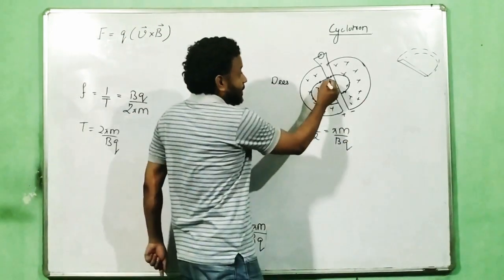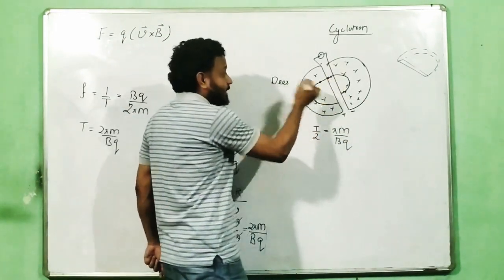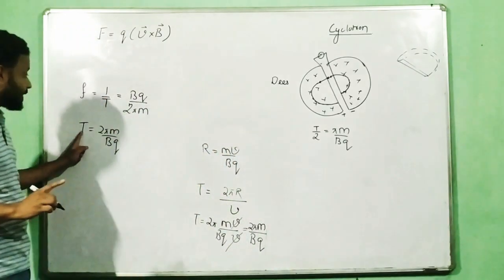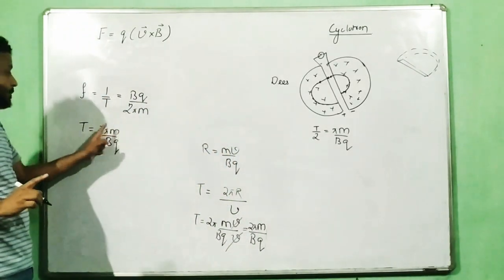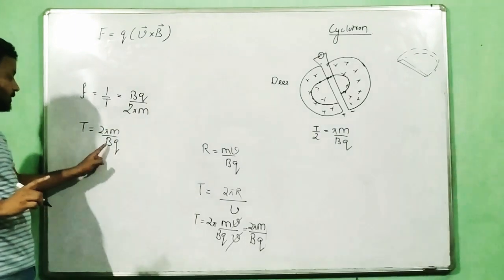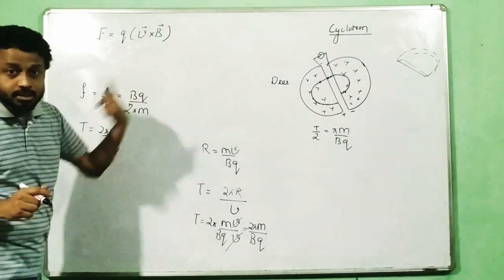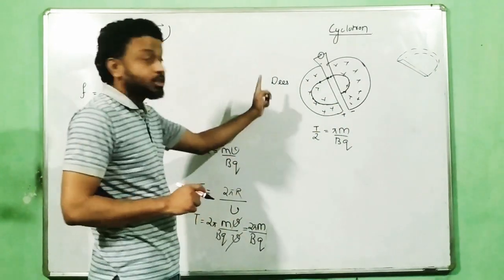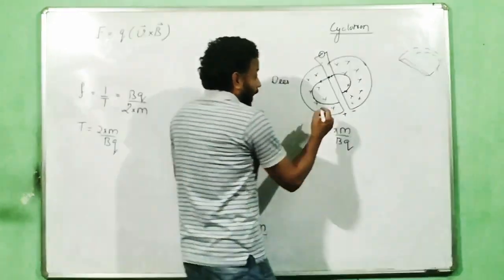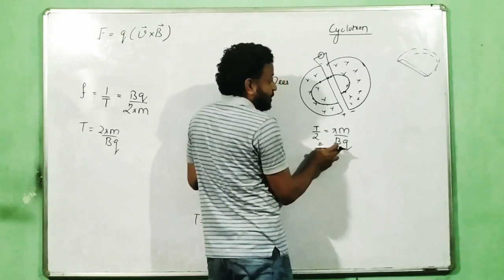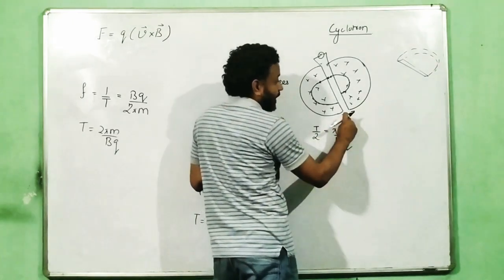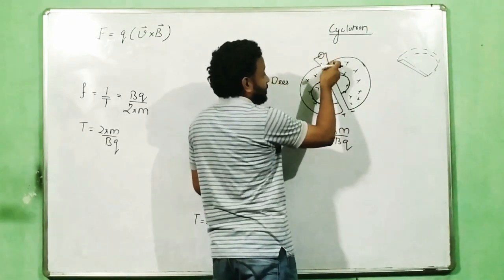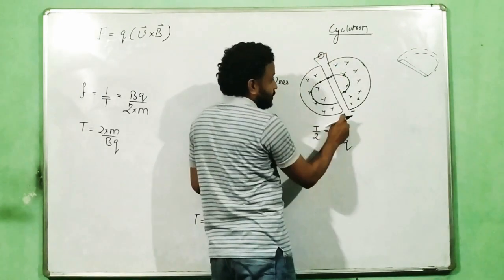And remember, though the velocity has increased and the radius has increased, the time period does not depend on velocity. Time period depends on mass, charge and magnetic field. All those three things are the same. That means the time period has not changed. Again when it reaches the gap, it has taken this much time, and again this plus and minus has to change.